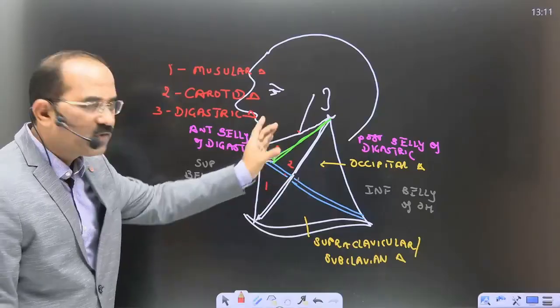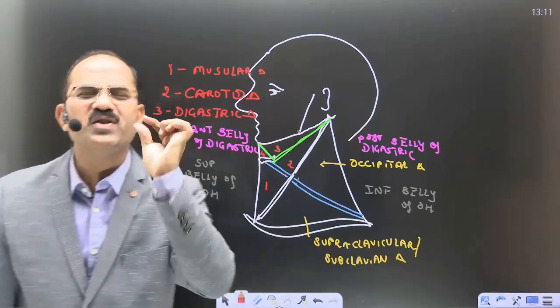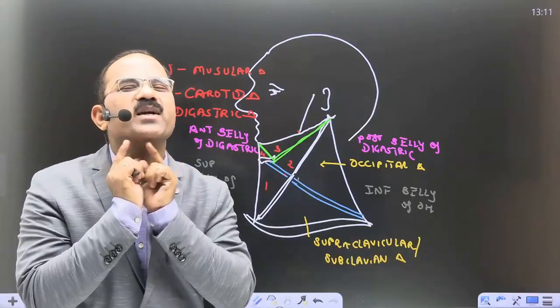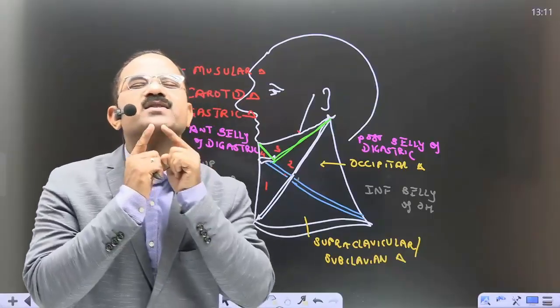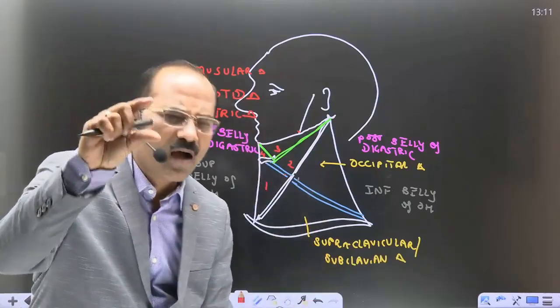Now, these are complete triangles. 1, 2, and 3 are complete triangles. Number 4 is half a triangle. A small half triangle here, a small half triangle here. So that becomes a complete triangle. What we are seeing from one side is only half a triangle.